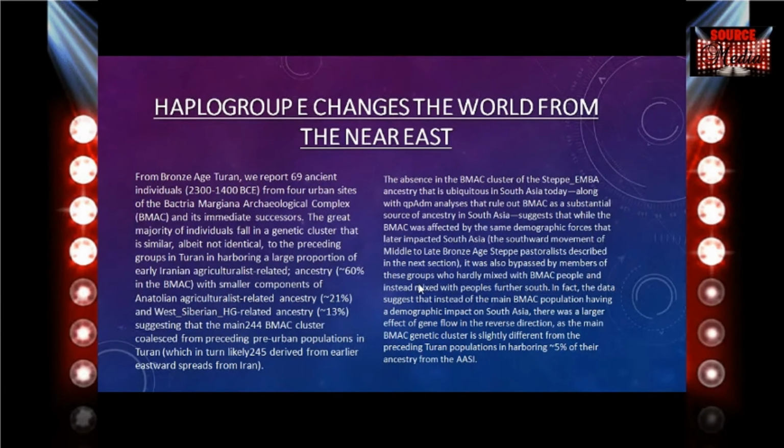These damn Medes living in the house, in the tents of Shem, trying to take over, suggesting that the main BMAC cluster coalesced from preceding pre-urban populations in Tehran, which in turn likely derived from earlier eastward spreads from Iran.